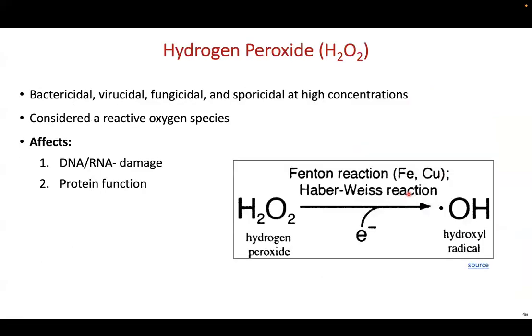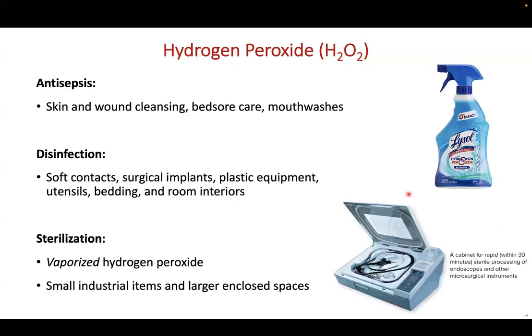The next on our list is hydrogen peroxide, which is bactericidal, virucidal, fungicidal, and then sporocidal at high concentrations. They are basically considered a reactive oxygen species, so they cause DNA and RNA damage and affect protein function. We can use it as antisepsis. Basically, when you have a wound on your skin, you can use it for cleansing. We can also use it for bed sore care and also as mouthwash. And we can also use it for disinfection.